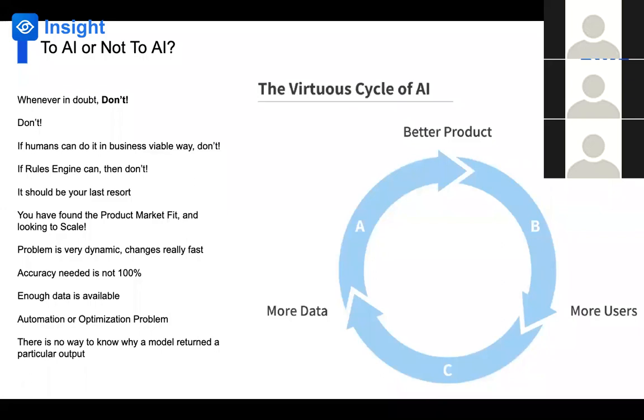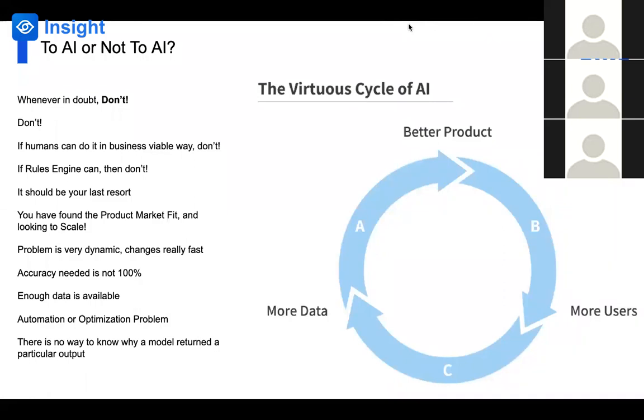So first rule, whenever in doubt, don't. So whenever you're in doubt, don't use AI. Next rule, don't. If humans can do it in a business viable way, then don't use AI. So if you see that a human can actually still do that task in a business viable way, that you are still able to make it a viable business, then there's no necessary need of doing AI over there. If a rule engine can do it, then don't. If you can write rules, be it hundreds of rules that you need to write, but by writing those rules, are you able to solve that problem? Then there's no point of using AI over there.